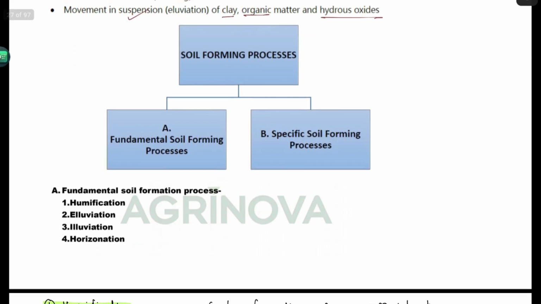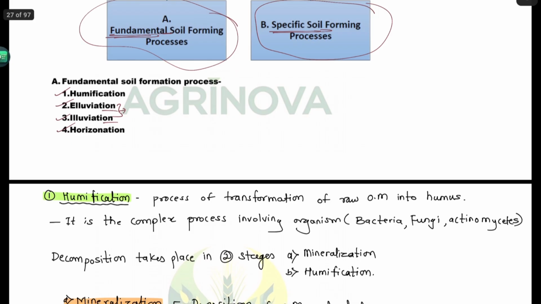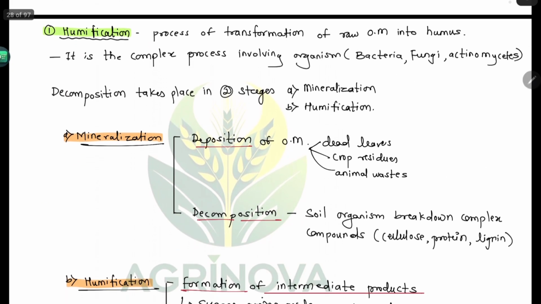Then soil forming processes are basically divided into two forms, that is fundamental soil forming processes and specific soil forming processes. In fundamental, it includes humification, eluviation and horizonation. So basically we have seen roughly about these processes in the past video, which is part 2. So we have to see them in detail. So first, humification.